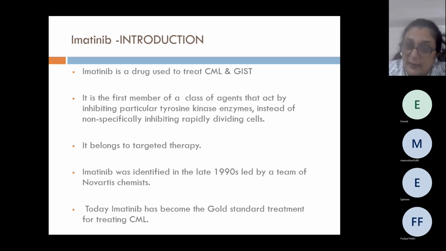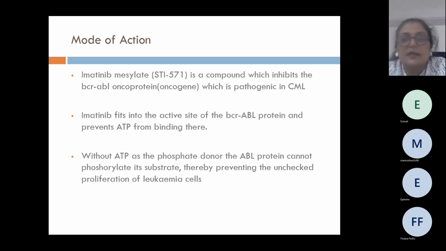It was identified in the late 1990s, and this product was originally launched by Novartis, and the original brand was Gleevec. Today, imatinib has become the gold standard treatment for treating CML. Imatinib mesylate, chemical name STI 571, is a compound which inhibits the BCR-ABL oncoprotein, which is pathogenic in CML. So it inhibits the BCR-ABL oncoprotein or the oncogene, which is responsible for CML. Imatinib fits into the active site of the BCR-ABL protein and prevents ATP from binding.